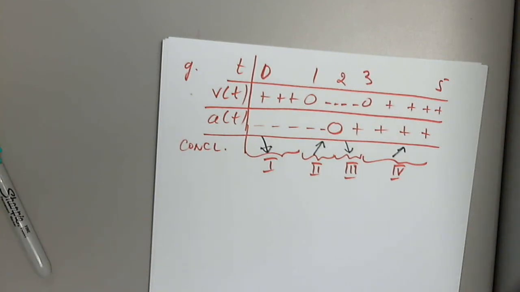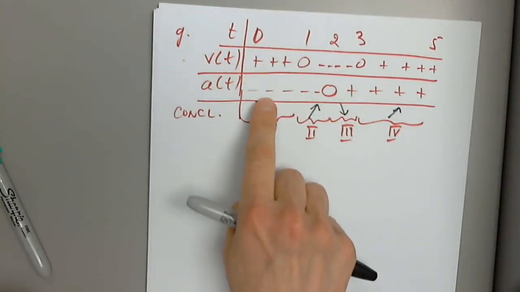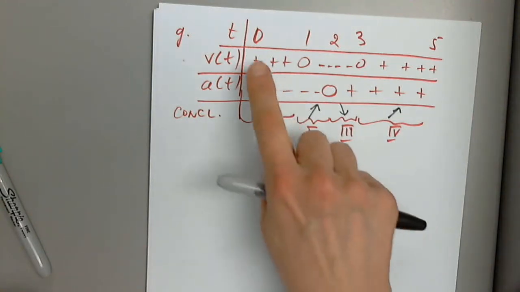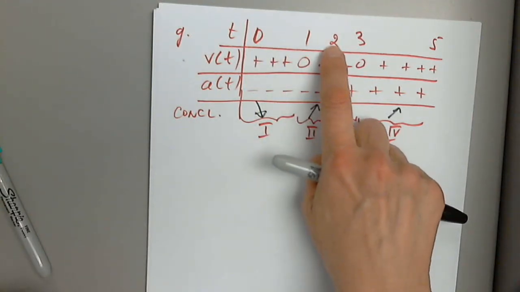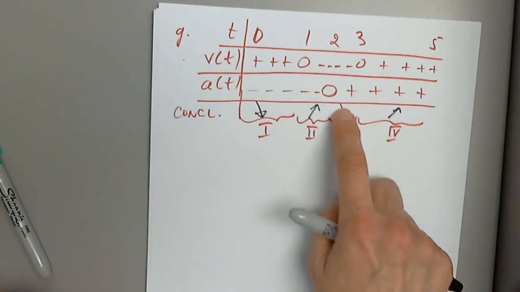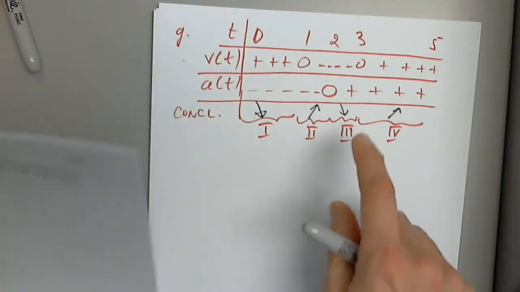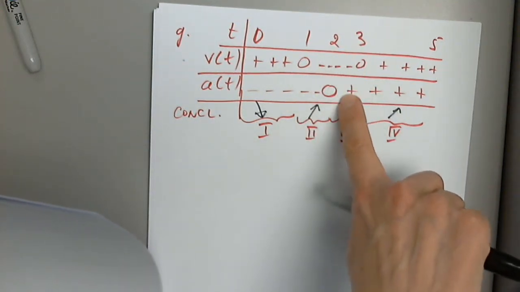So the table is saying that the velocity and the acceleration are working against each other, so the particle is slowing down between 0 and 1 second. Between 1 second and 2 seconds, it's speeding up. Between 2 and 3, slowing down. Between 3 and 5, speeding up. Between 2 and 3 it is slowing down, because one is negative and one is positive.